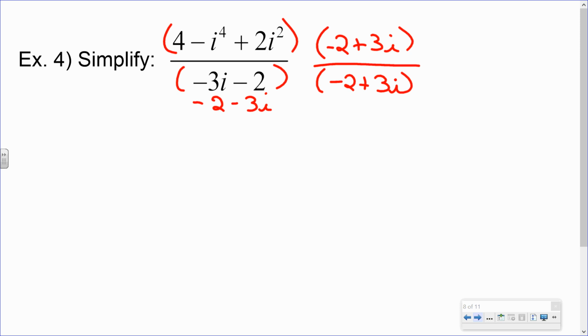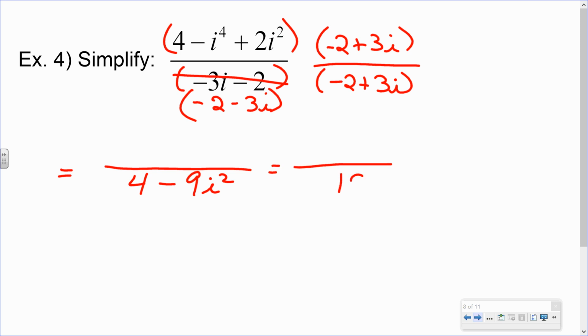So, if we multiply the denominator then, that's going to be very nice, because now I'm doing -2 minus 3i times -2 plus 3i. So minus 2 times minus 2 gives me 4. Minus times plus gives me minus. 3 times 3 is 9. i times i is i squared. But what is i squared? Negative 1, so that becomes 4 plus 9, or 13.